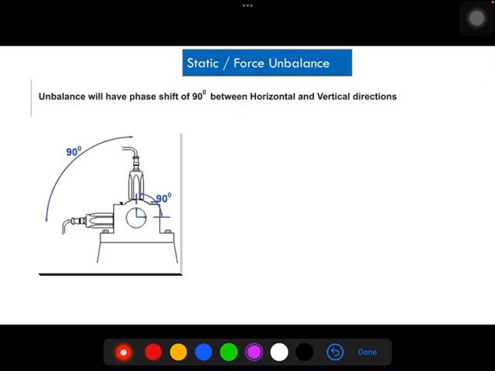Then how do we diagnose static unbalance? By measuring and doing some phase analysis. You need to put two accelerometers in the horizontal and vertical directions, and the phase difference between horizontal and vertical is 90 degrees, or you can also write 90 degrees plus or minus 30 degrees. When you get this type of phase between the horizontal and vertical, then you can diagnose this as a static unbalance.